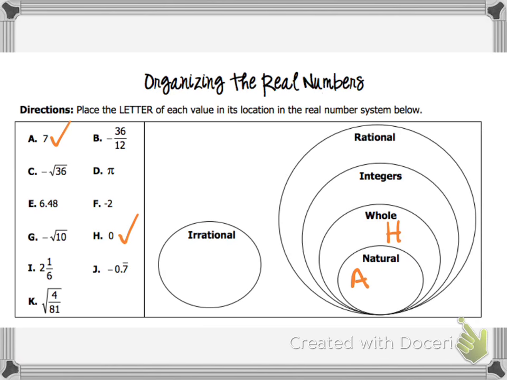Go ahead. I want you to see if you can put these values where they go using the letters. Check them off as you go. Make sure you put them in the most specific. So even though 0 is also an integer, I put it in whole number because the whole number circle is inside the integer circle, which is inside the rational circle. So that tells me that it is all of those.